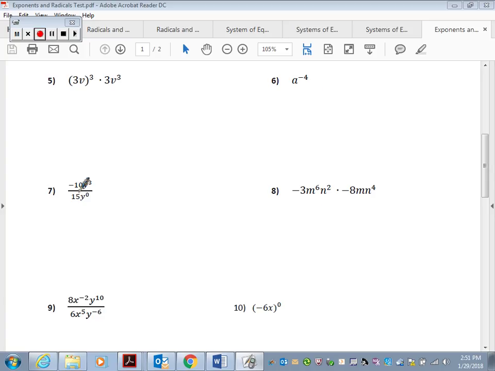Number 7. Negative 10 over 15, again, use the math frac tool. That is going to simplify down to negative 2 over 3. Y to the 3rd over y to the 0. I have division, so I subtract the exponents. 3 minus 0 is 3, so I keep y to the 3rd in the numerator. Negative 3 times negative 8 is 24. M to the 6th times m to the 1st, I add there. N to the 2nd times n to the 4th is n to the 6th. Nothing more to do.